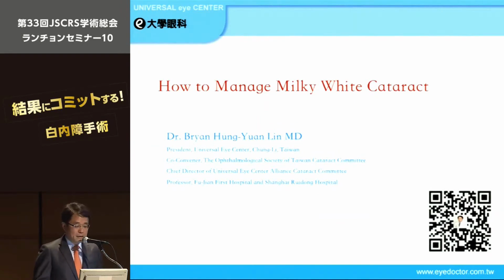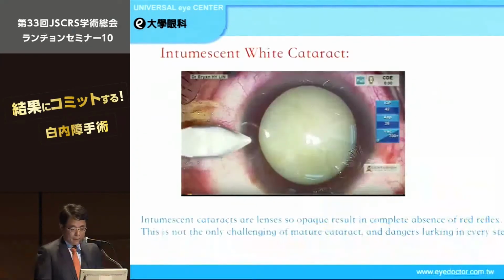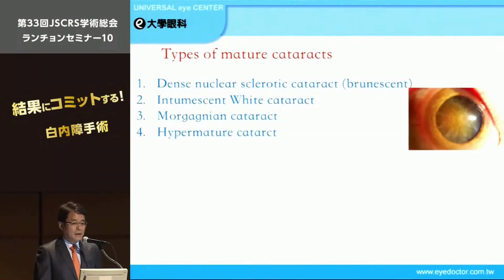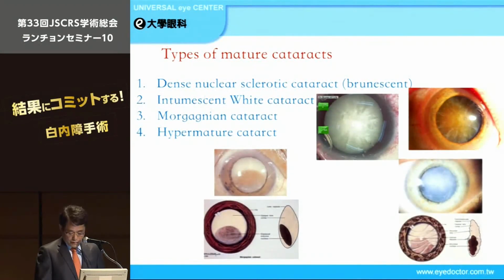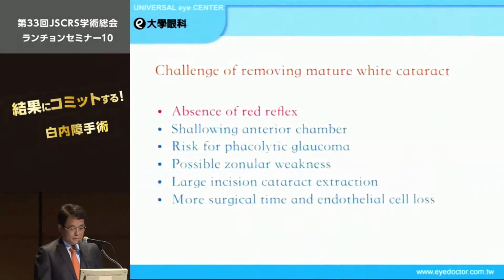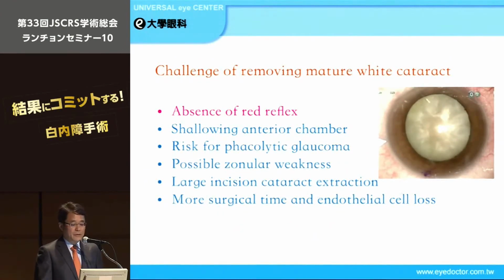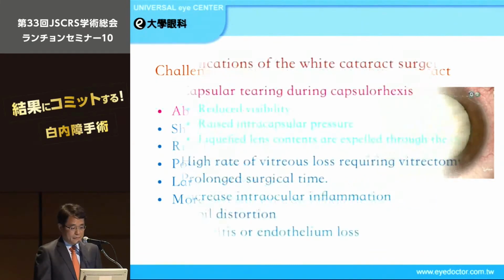The next topic is how to manage milky white cataract. In intumescent white cataract, the lenses are so opaque that the red reflex is completely absent. There are several types of mature white cataract. The challenges of removing mature white cataract include absence of red reflex, shadowing of the anterior chamber, and so on.